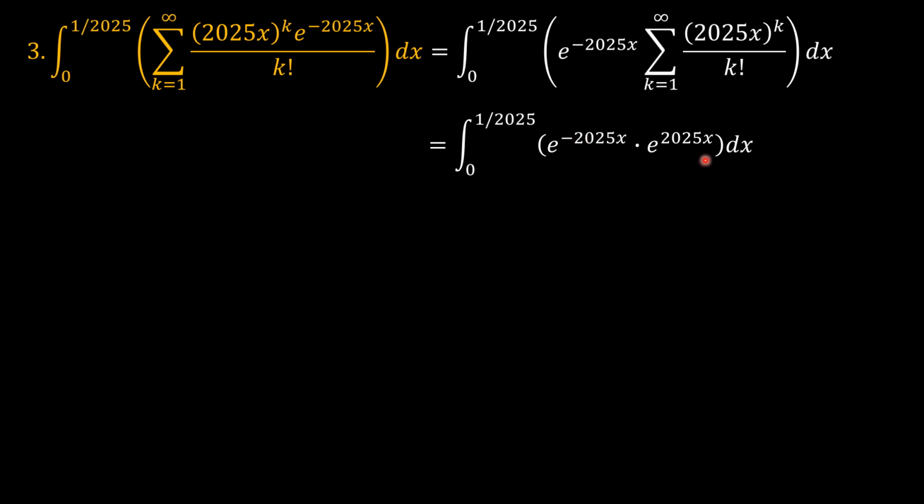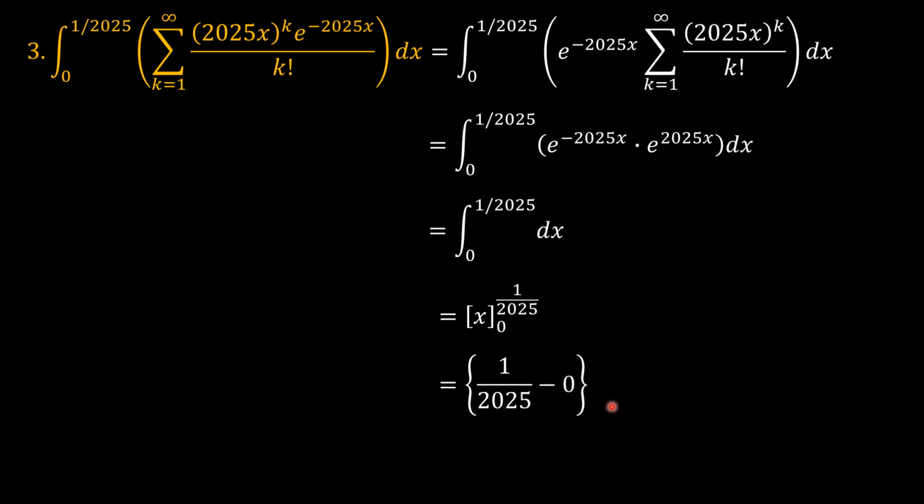And so using the rules of indices or exponents, these add up and we have a 0, so we have e to the power 0, which is 1, and that means that our integral is x, and the limits as shown here. So we have 1 over 2025 minus 0, and the answer is 1 over 2025, which was the answer that was being sought for.